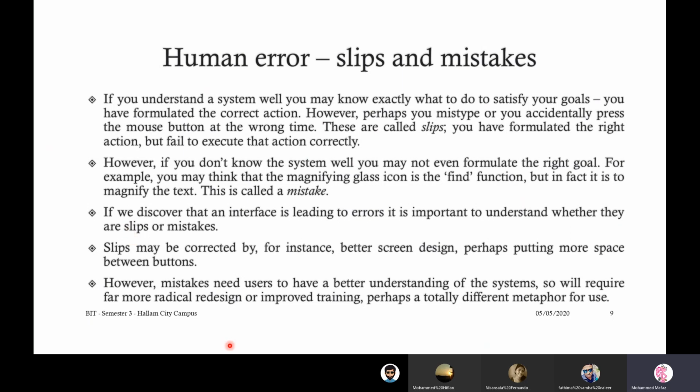So that can be avoided. However, mistakes need users to have a better understanding of the system. So it will require far more radical redesign or improved training, perhaps a totally different metaphor for use. So mistakes are a different type of error. Actually, it's more serious than the slip, because when you introduce a new concept into the UI, people will have different ideas. They may not have an idea what to do.